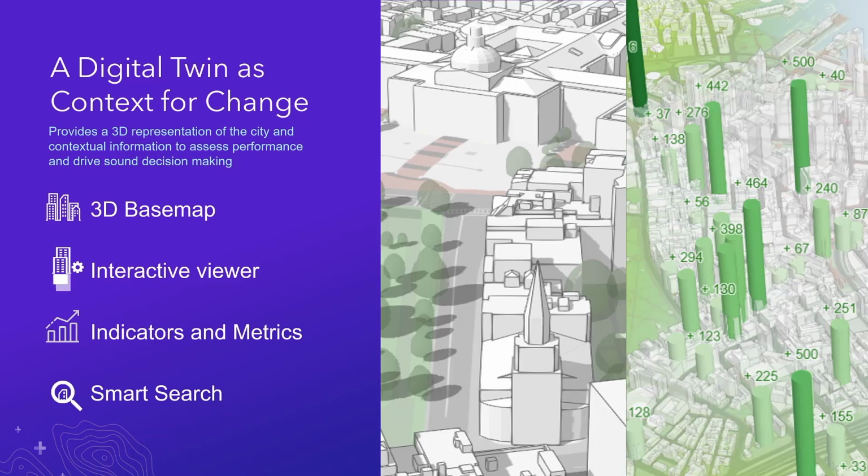As well, we measure the change that plans and projects do as metrics, and we make those metrics available in summary as indicators in ArcGIS Urban. So you can see the cumulative impact of many plans and projects on your thematic maps as indicators. And then you can use Smart Search to find plans, projects, and indicators across the larger interactive viewer.